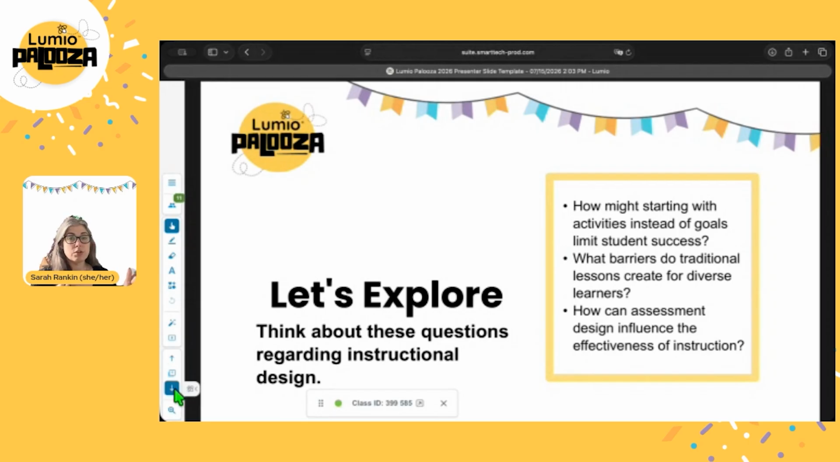My other question to you is, what barriers do traditional lessons, that you may find either coming out of your curriculum or maybe even coming out of some of those resources that we see online through different edu influencers, or possibly even the ones that are getting generated by artificial intelligence now, potentially create for our diverse learners? And then finally, how can the design of assessment as a tool influence the effectiveness of instruction? I just want to put those out there as thought pieces.